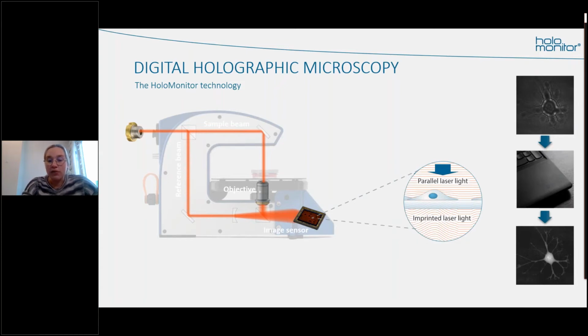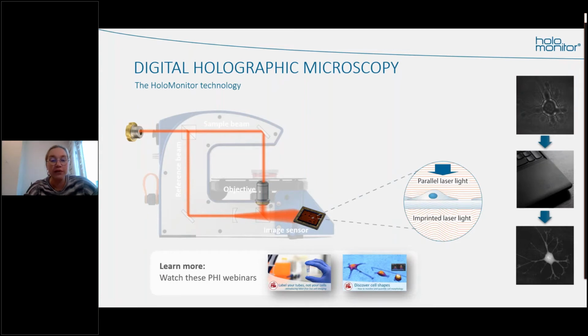As the light passes through the cells, no light energy is absorbed by the cells, which makes the system non-invasive and also allows HoloMonitor to acquire time-lapse sequences over extended periods without compromising cell behavior. And this property makes it perfect for single-cell tracking. If you want to know more about the technology, you can watch our on-demand webinar, Label Your Tubes, Not Your Cells, or Rediscover Cell Shapes.